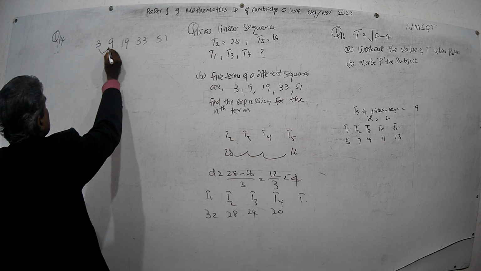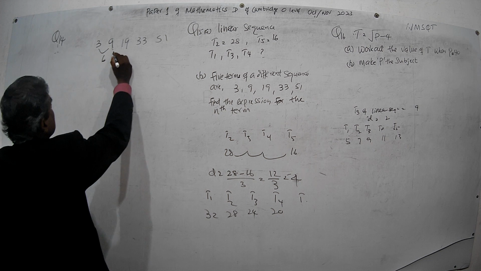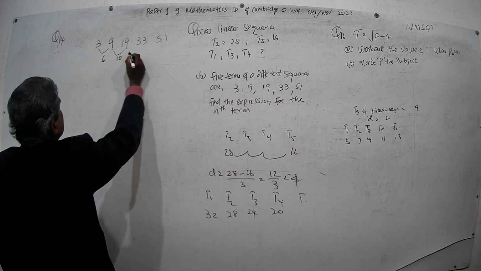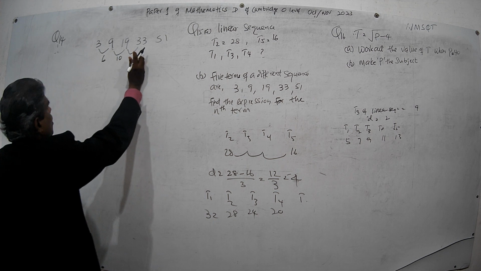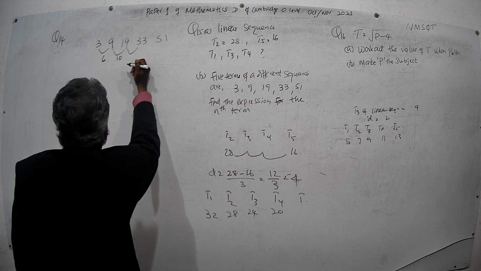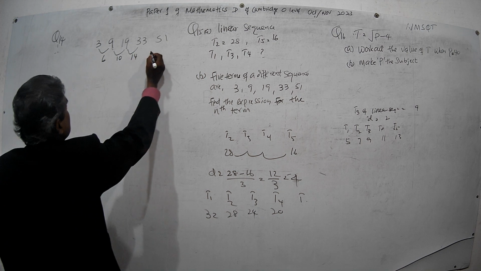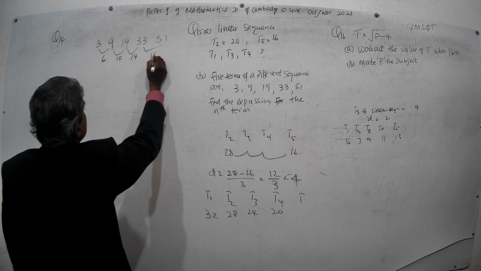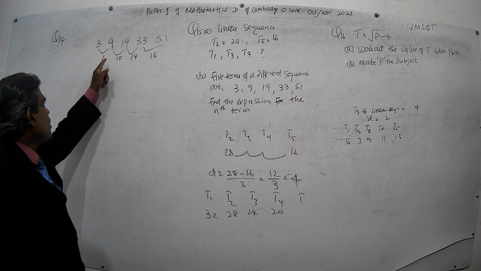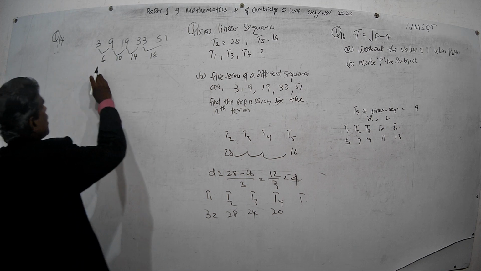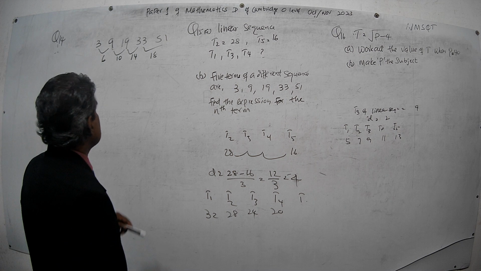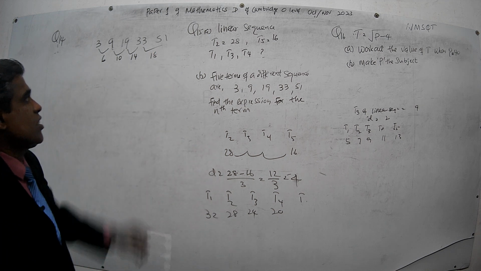Here, how much is the difference? The difference is 6. Here, how much is the difference? It is 10. Here, how much is the difference? 14. Here the difference is 18. So 6, 10, 14, 18. Now the differences between consecutive pairs of consecutive terms are different. Therefore, it's not a linear sequence.